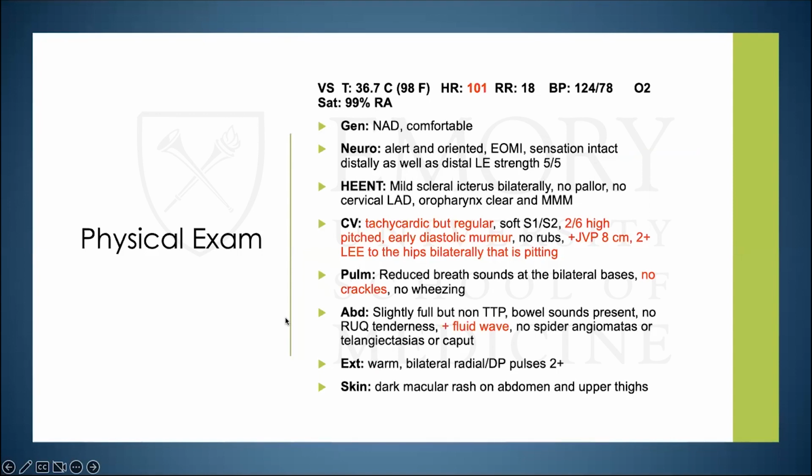So when you go to see the patient, I've kind of highlighted here some of the big things on his exam. You notice that he is tachycardic to 101, but the rest of his vitals are within normal limits. He looks relatively comfortable. The kind of pertinent positives here is that he does have this kind of high-pitched early diastolic murmur that you can appreciate. He has jugular venous pulsation up to 8 centimeters. Obviously, he's got the pitting edema up to his hips bilaterally, 2+.